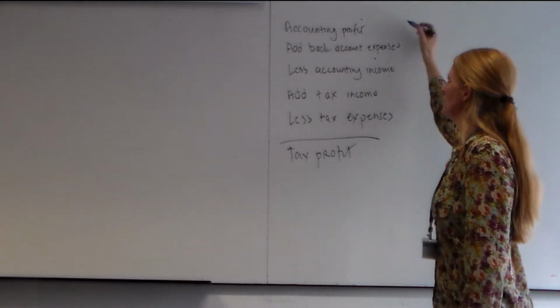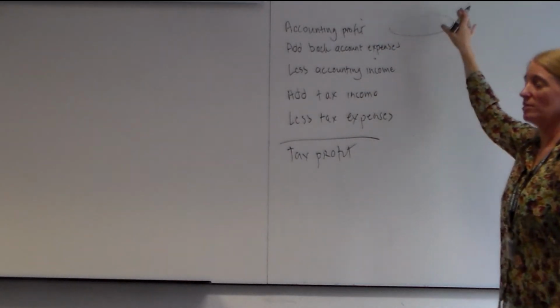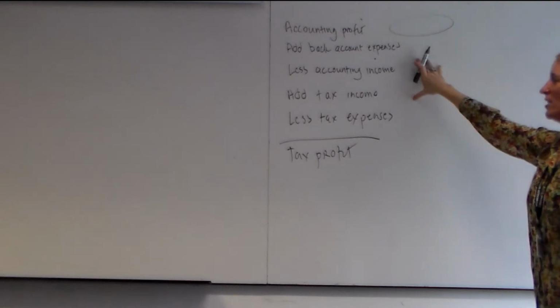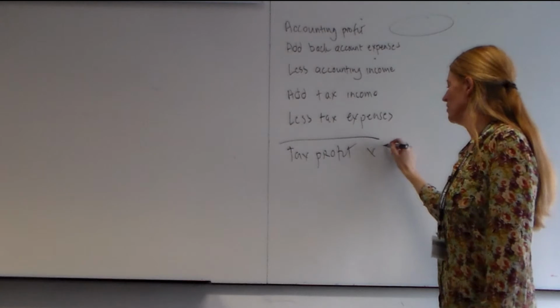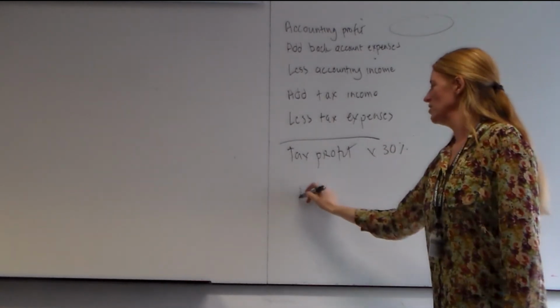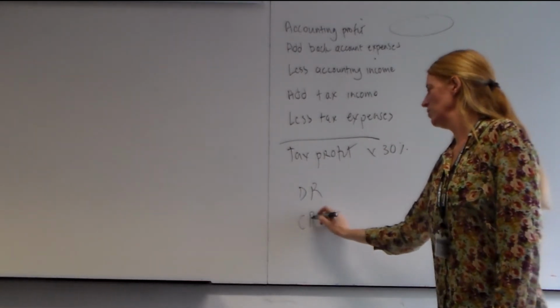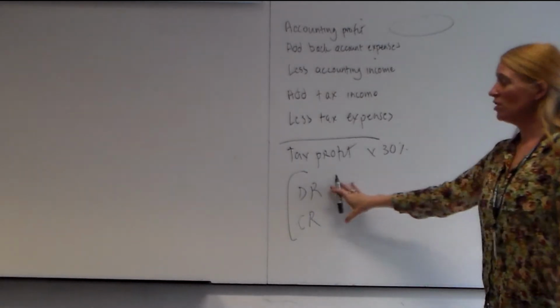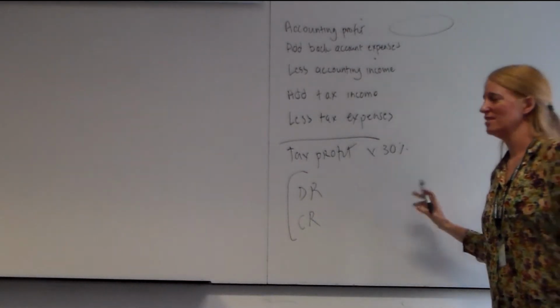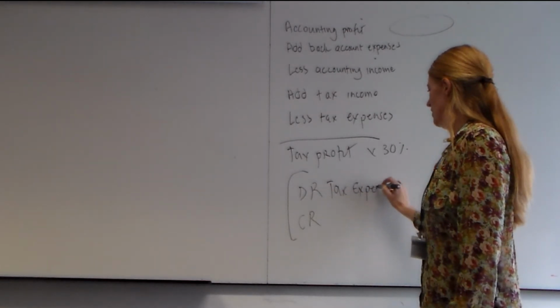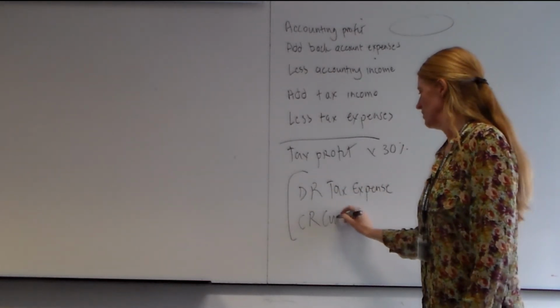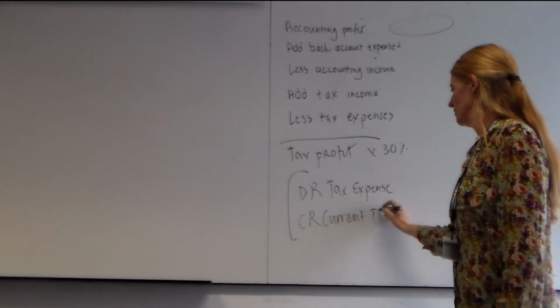So basically all you're doing is taking your accounting profit from your income statement, making adjustments, getting your tax profit and multiplying that by 30%. And then once you've got that, you then put through this journal entry. So this journal entry doesn't have any deferred tax in it. It's basically just debit tax expense and credit current tax liability.